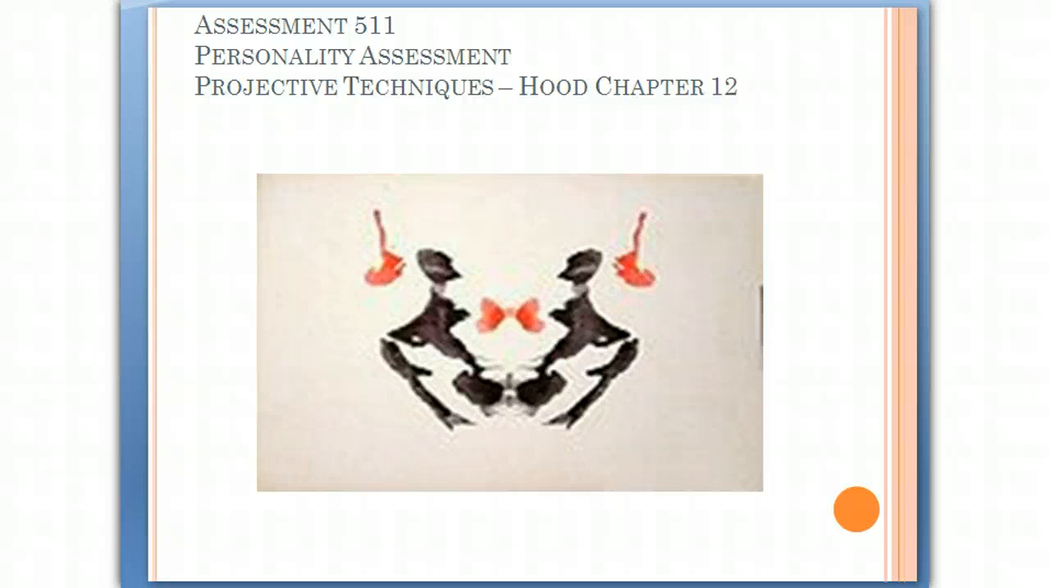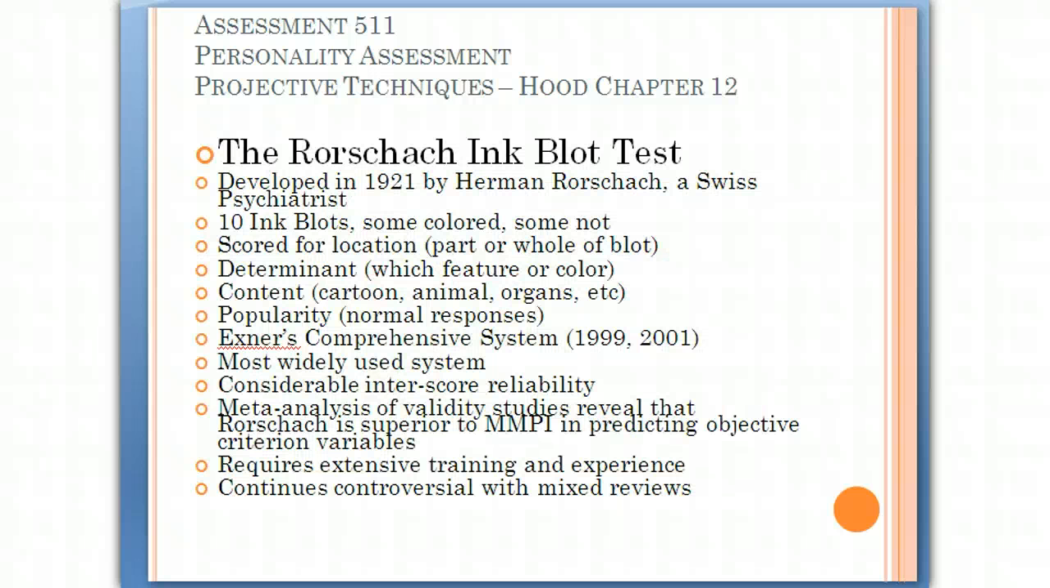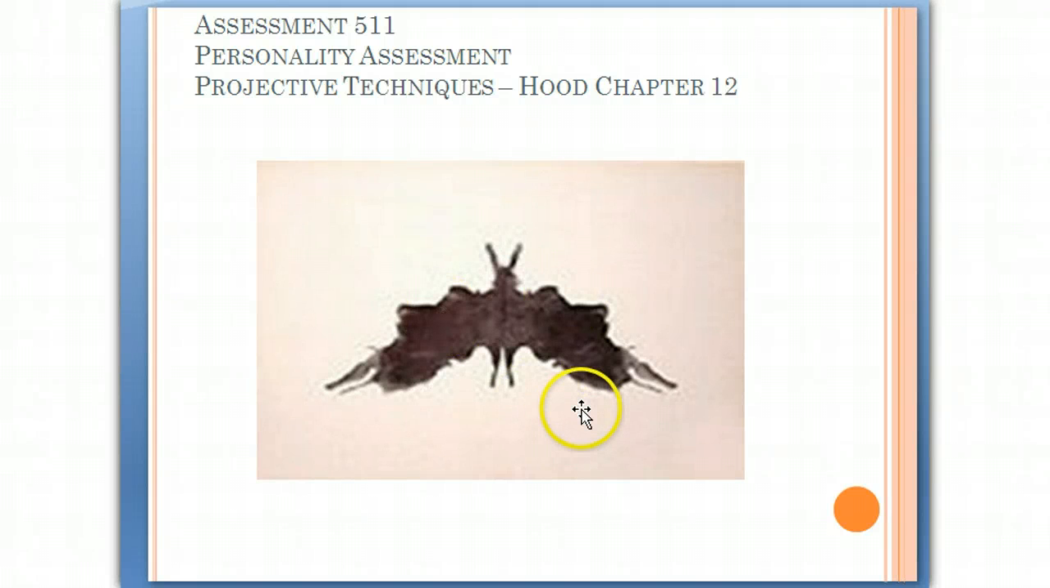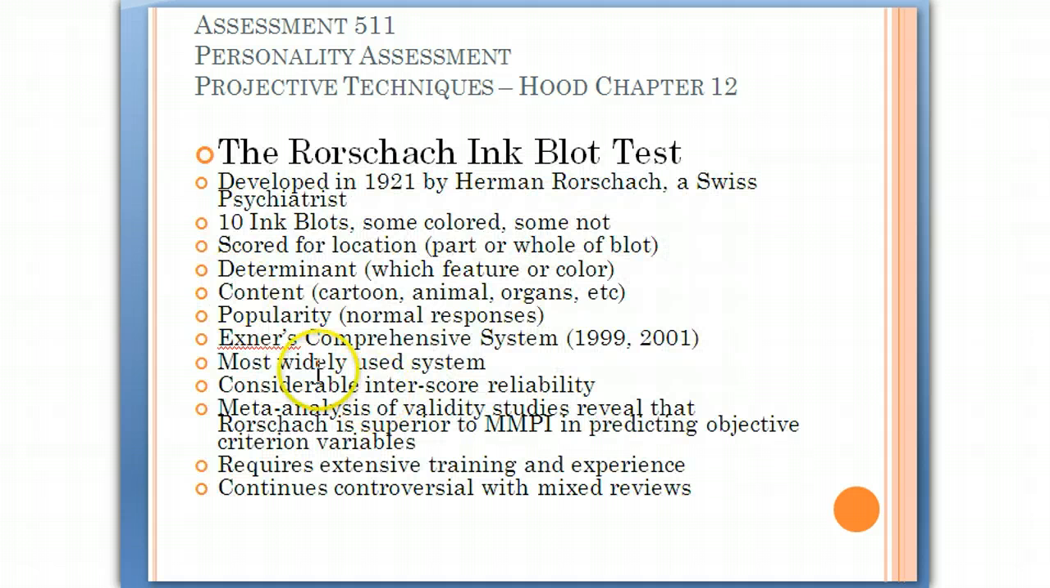Actually, at this point, what is done now is a researcher by the name of Exner has developed a system that truly has operationalized the Rorschach inkblot test and has some predictive validity with regards to a person's inner process. They are scored for location, such as part or whole, the whole of the blot.